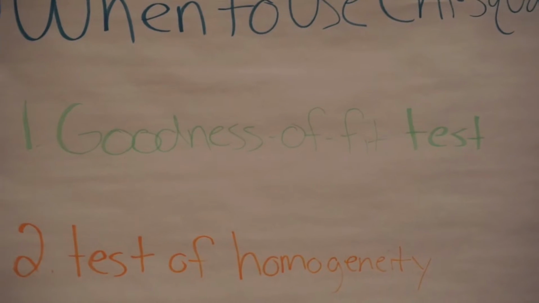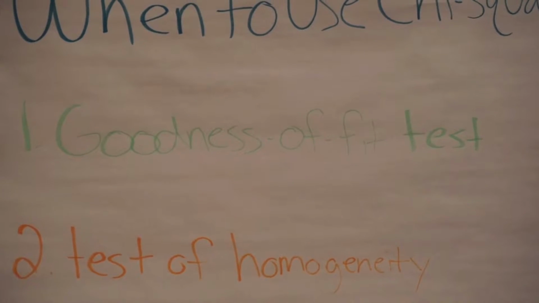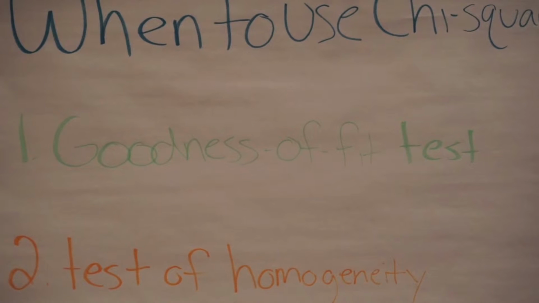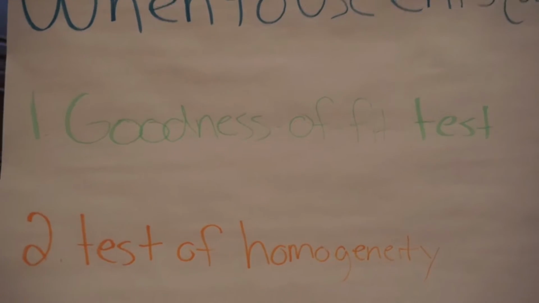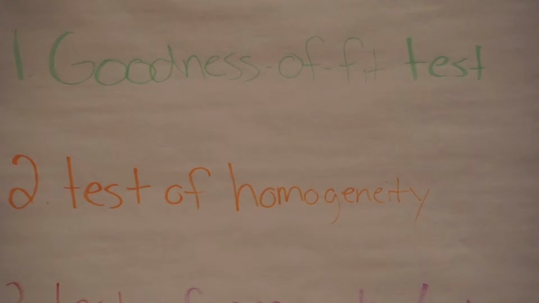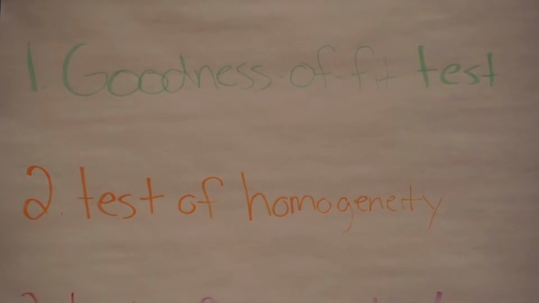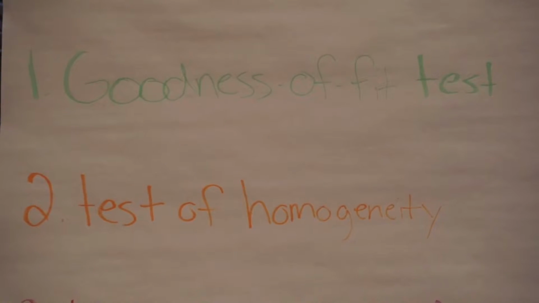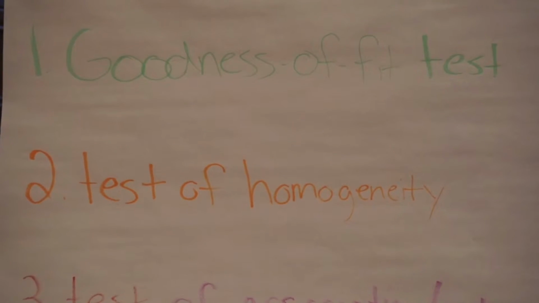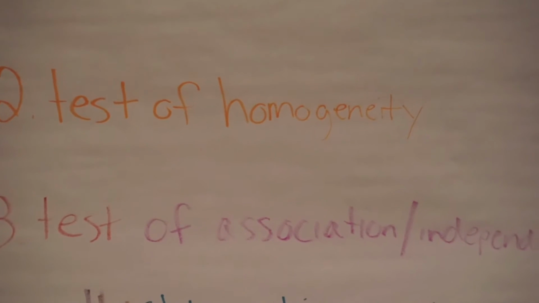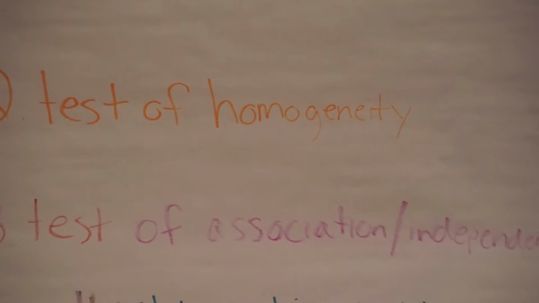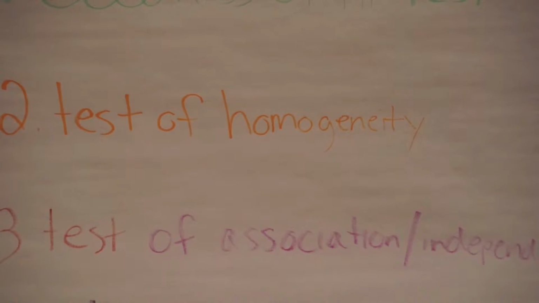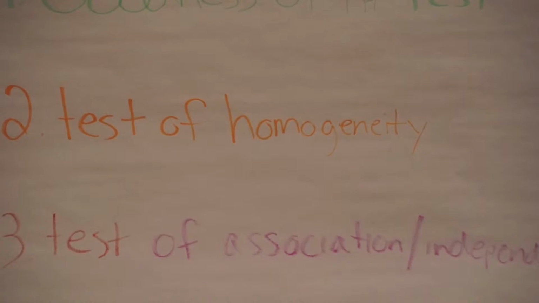The first one is a chi-square goodness of fit test. You use this to determine whether a hypothesized distribution is true or not. The second test is the test for homogeneity. This is used to determine if the distribution of a categorical variable is different for two or more populations. The last chi-square test is a test of association or independence. You use this to determine if there is an association between two variables in a population.